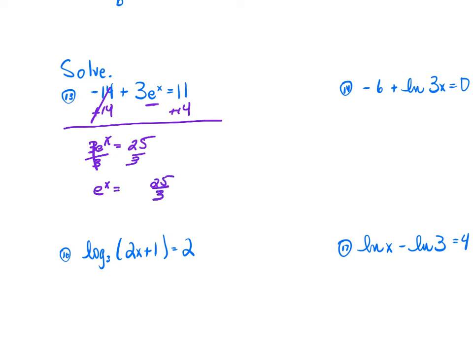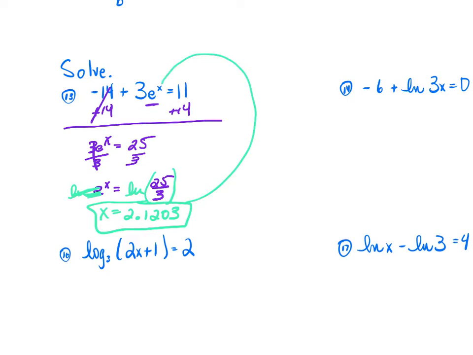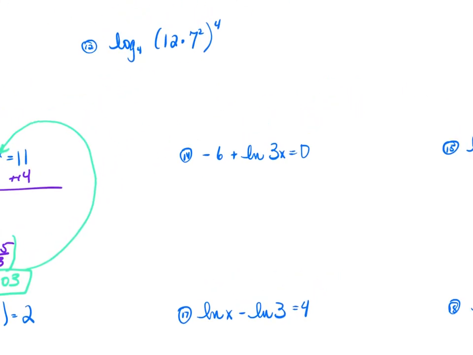And now that my function is isolated, I'm going to take the natural log of both sides. So ln of one side, ln of the other. So this cancels out. And I get x equals, make sure you put this in your calculator in parentheses, and you get about 2.1203. And that is our answer. If we want to check it, we go right back here, plug it in there, and throw it in your calculator.